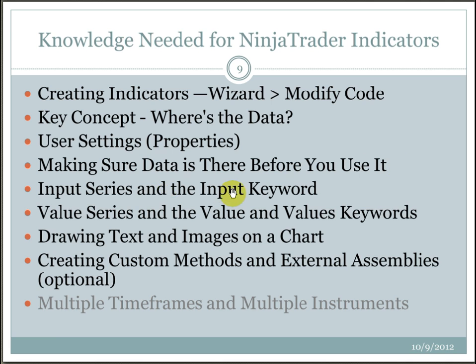Input series and the input keyword. Now, a lot of indicators will base their calculations, say, on the closing price. But you might want to make it so that the user of the indicator could change that. Maybe they want to use the high or the low or the midpoint of a bar, or maybe even the result of another indicator's calculation. So you can open up that ability and then refer to the data as input instead of close, for example. And that lets the user decide what the data will be.